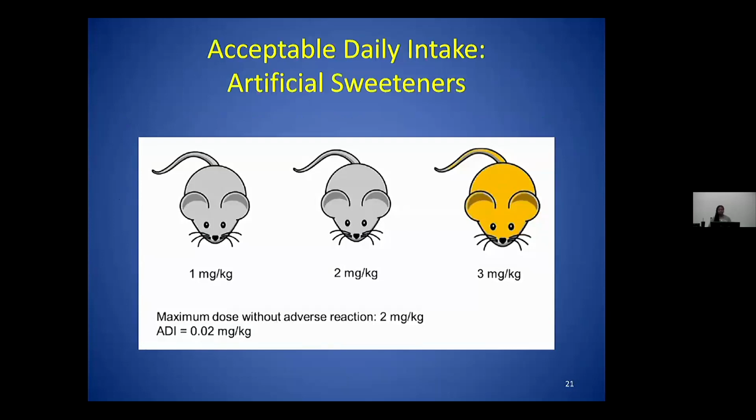Just a little visual here of what I just talked about. If they give a mouse 1 milligram of the substance, or artificial sweetener, then 2 milligrams, and then when they gave the mouse 3 milligrams of artificial sweetener, it turned orange. So we can deduce here that 2 milligrams is pretty much safe in mice. And so we'll go 100 times below that and have an ADI of 0.02 milligrams for humans.